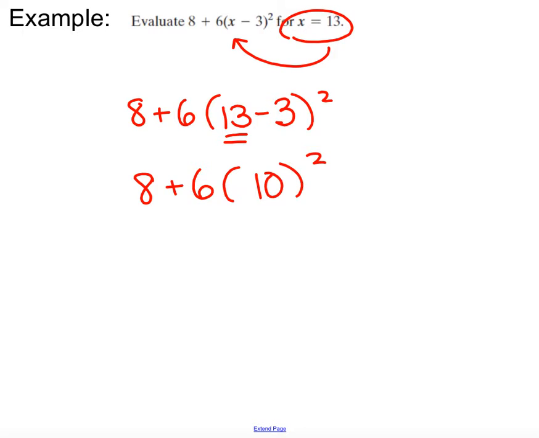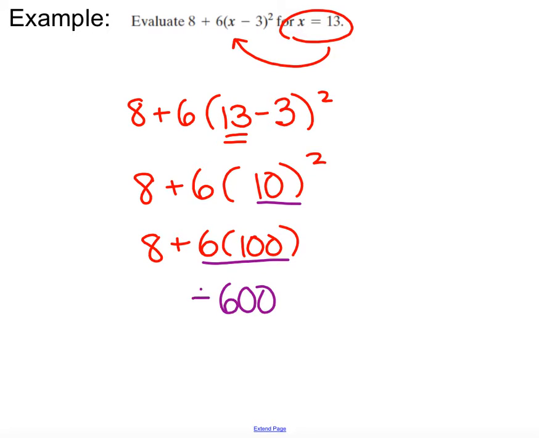Next thing we do is we do exponents. So we're going to take 10 squared, which gives us 100. Next thing we do is multiplication and division left to right. We do have multiplication right here. 6 times 100 is 600. And we add 8 to it. 8 plus 600 is 608.